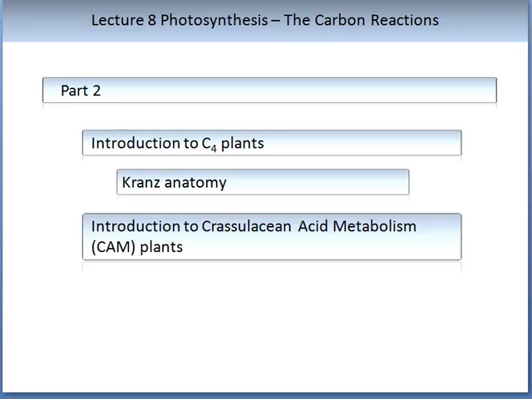In part 2, we are going to explore other metabolic pathways for the carbon reactions. These include the C4 plants, which undertake the Kranz anatomy, and an introduction to the Crassulacean acid metabolism, or CAM plants for short.